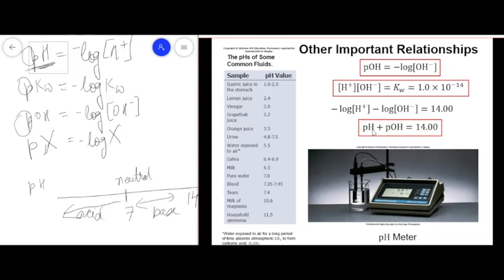And this formula right here shows that pH plus pOH is 14. So if we know one of these, we can figure out what would be the other one. Same thing applies here. If we know one of these between H ion and OH ion, we can figure out what is the other one.